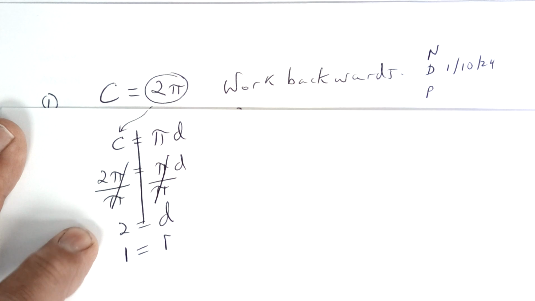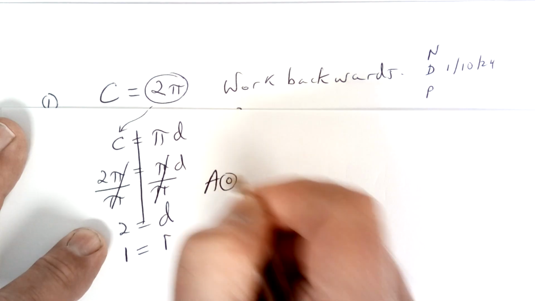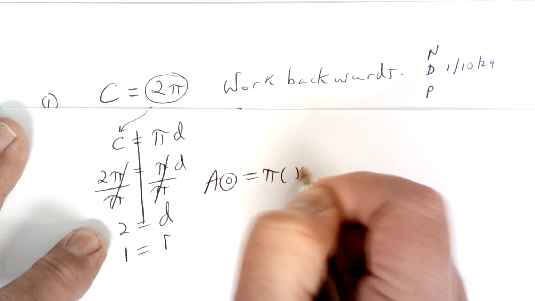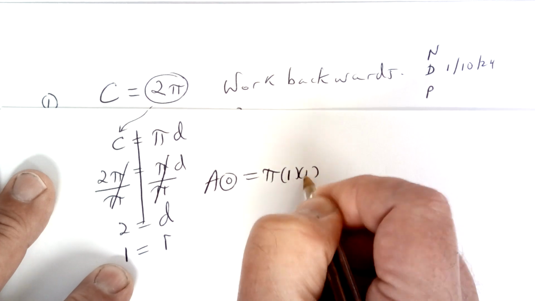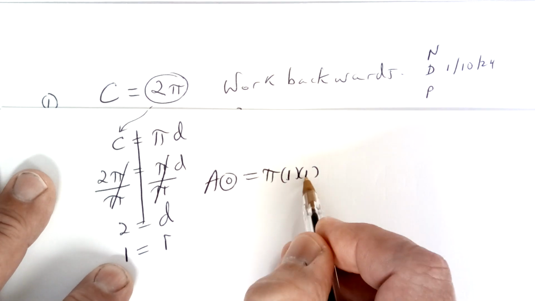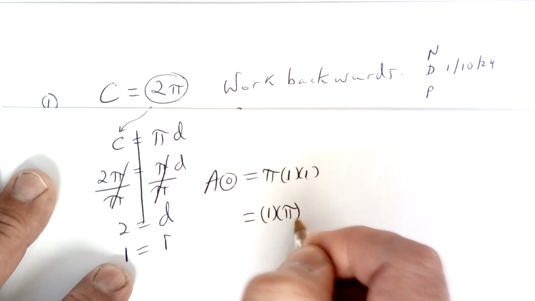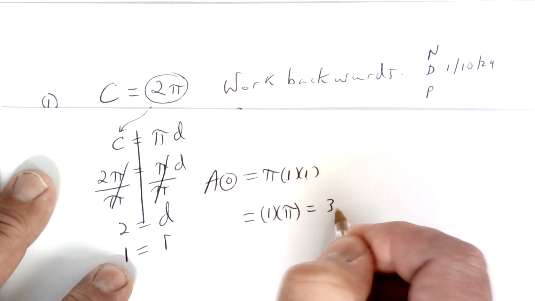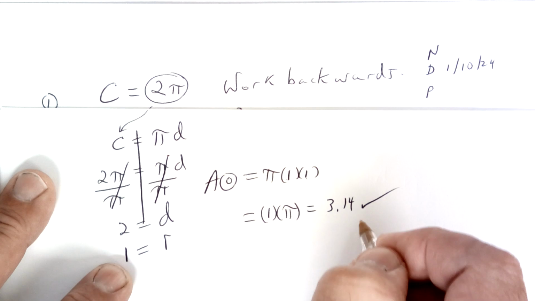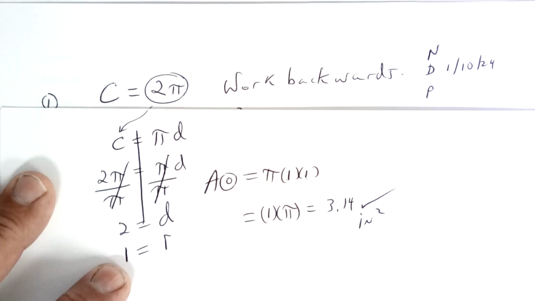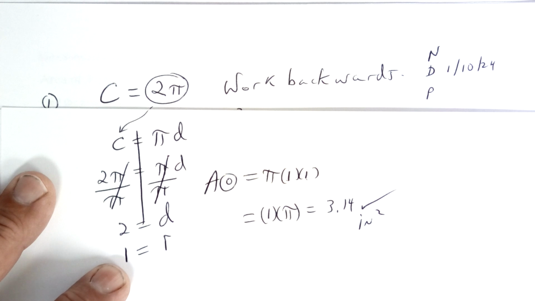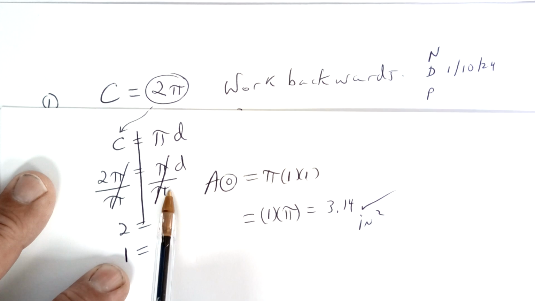So to find the area of a circle, it would be pi radius squared. So that is going to be 1 times 1 is 1, and 1 times pi is just pi. And that's going to be square inches. Any questions on how to work backwards? Again, when you divide, the pi's cancel out.